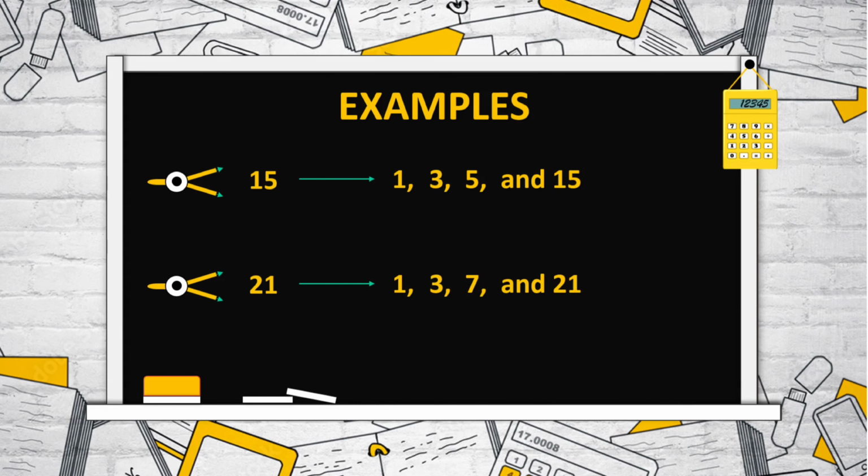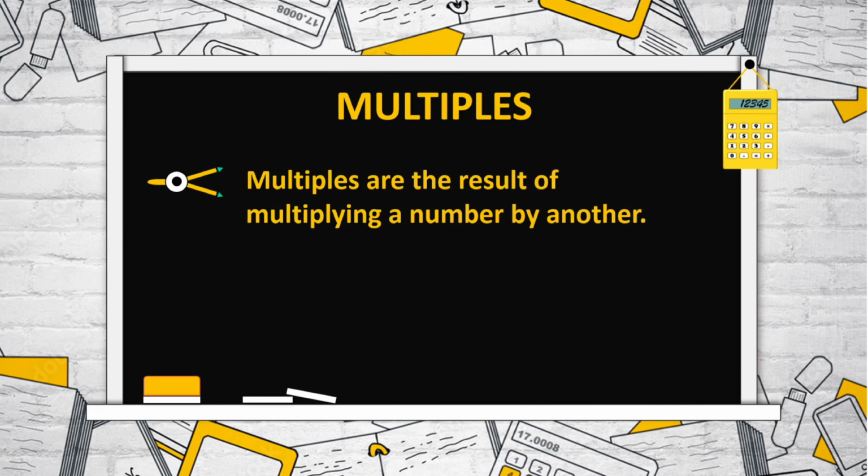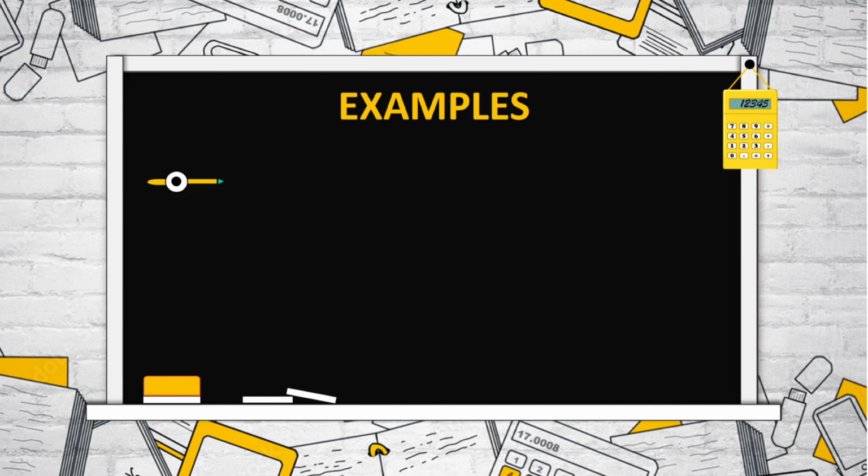Now let's talk about multiples. Multiples are the result of multiplying a number by another. मतलब हम जब किसी भी नंबर को किसी दूसरे नंबर से मल्टीप्लाई करते हैं, देन जो रिजल्ट होता है वो उस नंबर का मल्टीपल होता है. Let us understand this with an example.